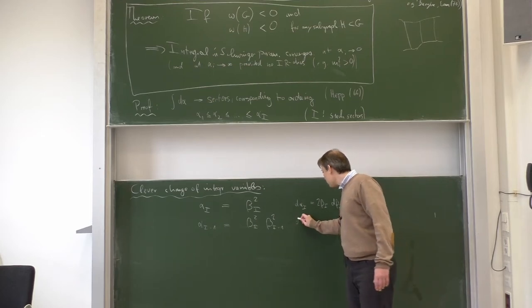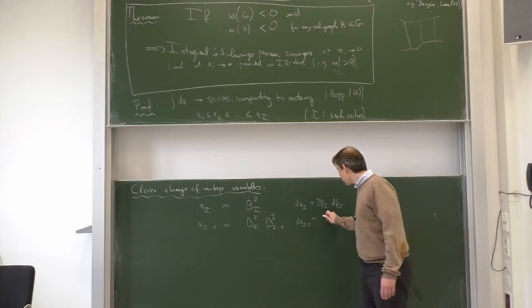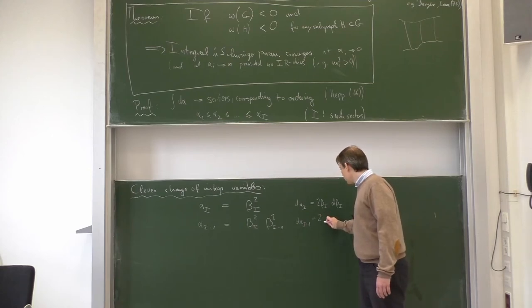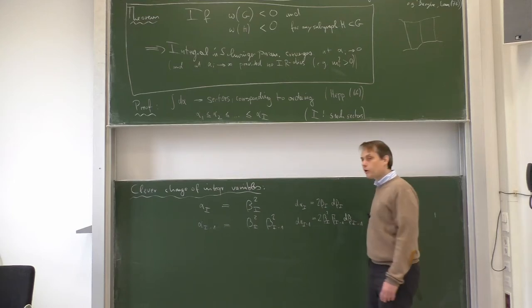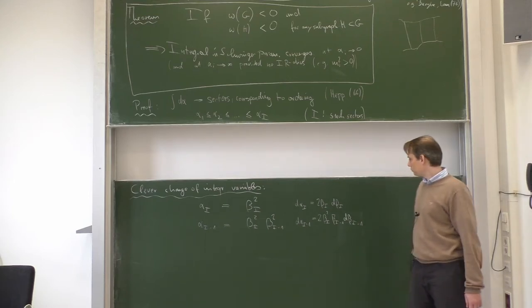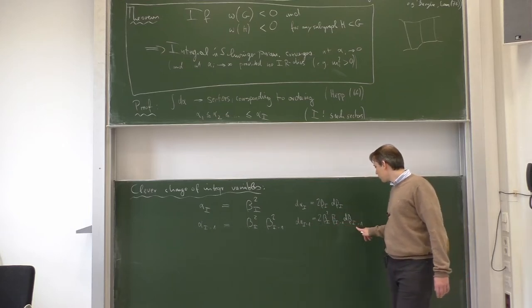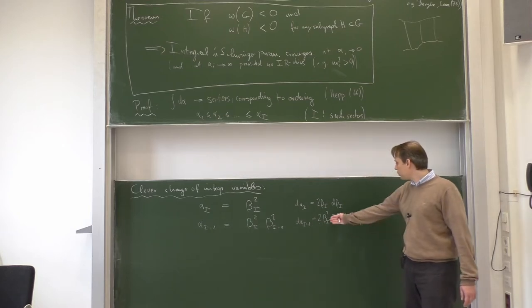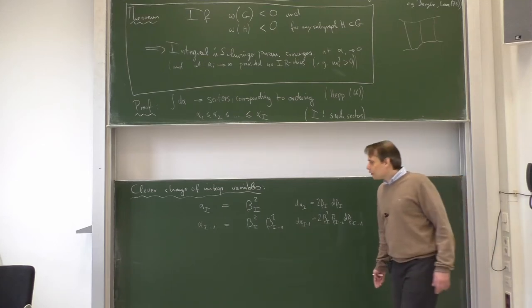What is the integration measure? D alpha I minus 1 is simply given by 2 beta I square, and then beta I minus 1 times D beta I minus 1, right? So we replace the alpha by the corresponding d beta, and then we pick up this additional factor. So the factor blows up a little bit. And now it goes on.